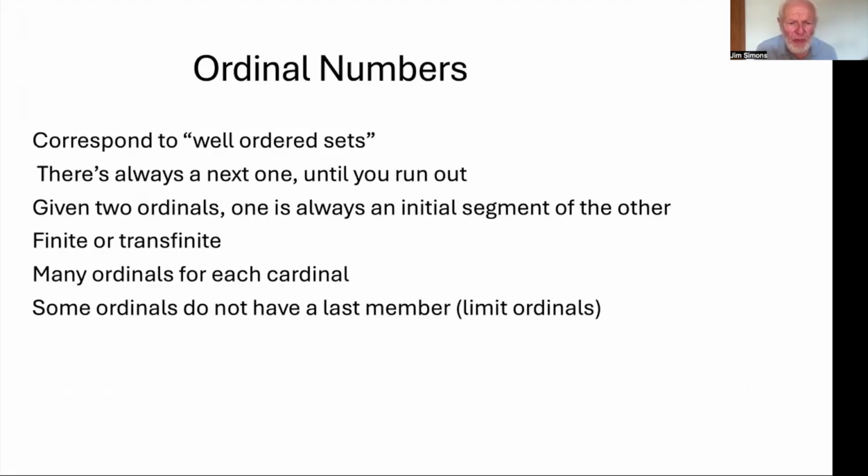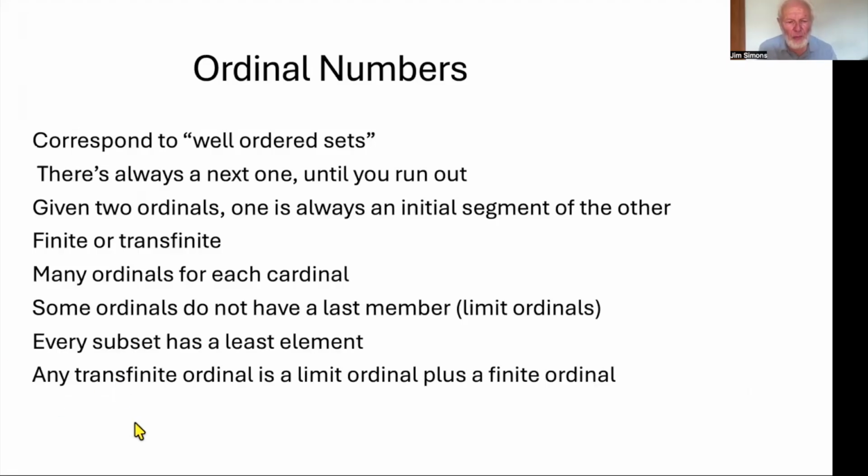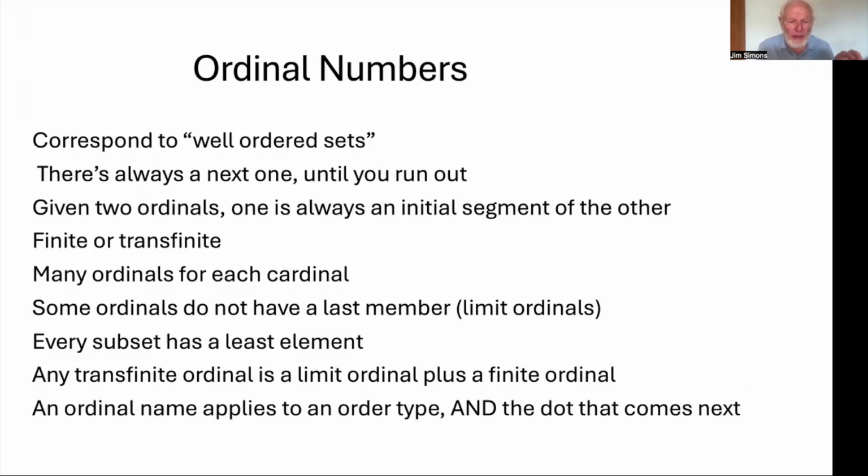So some ordinals do not have a last member, and they're called limit ordinals. Every subset has a least element. And from that, we could show that every transfinite ordinal is a limit ordinal plus a finite ordinal. And an ordinal name applies both to an order type, that's an arrangement of a well-ordered set, if you like, and to the dot that comes next in a slightly larger well-ordered set.